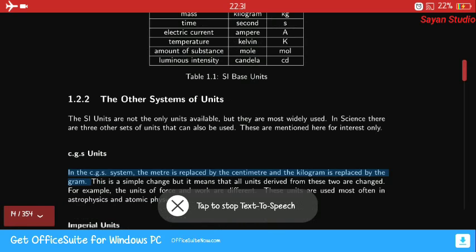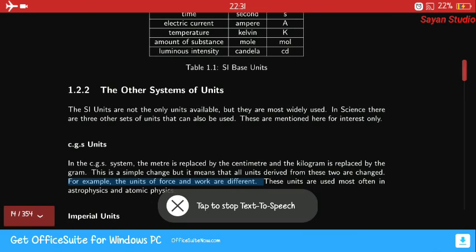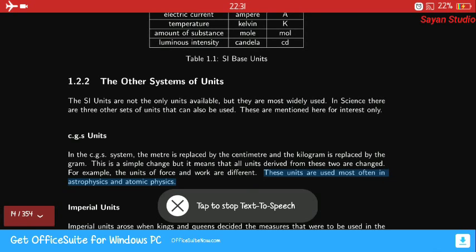CGS units. In the CGS system, the meter is replaced by the centimeter and the kilogram is replaced by the gram. This is a simple change, but it means that all units derived from these 2 are changed. For example, the units of force and work are different. These units are used most often in astrophysics and atomic physics.